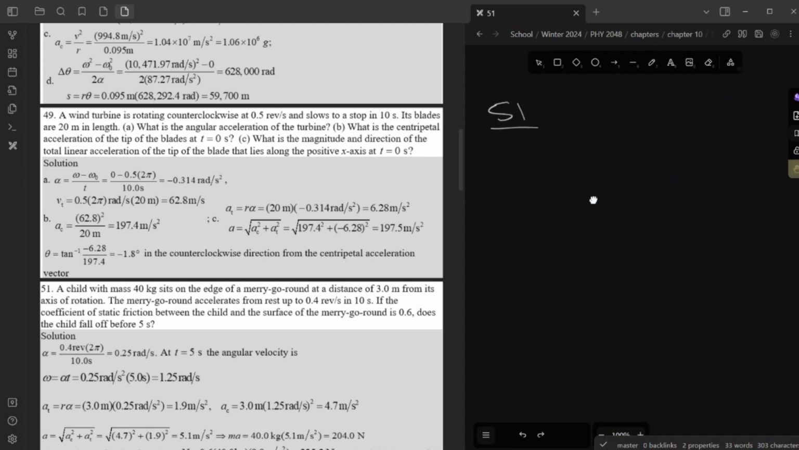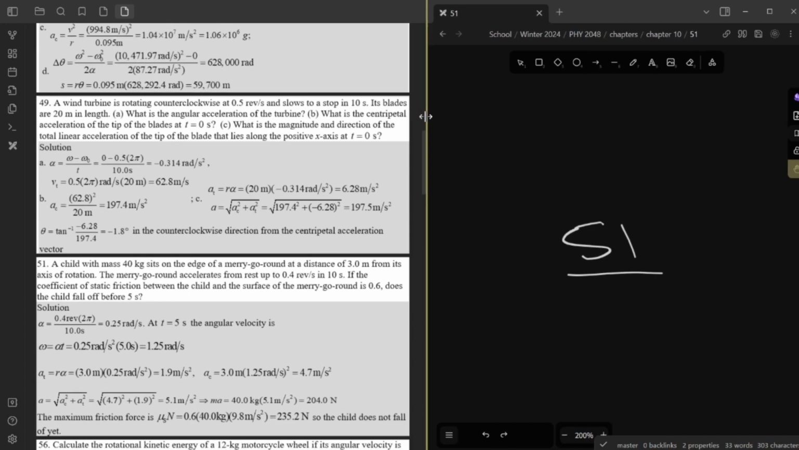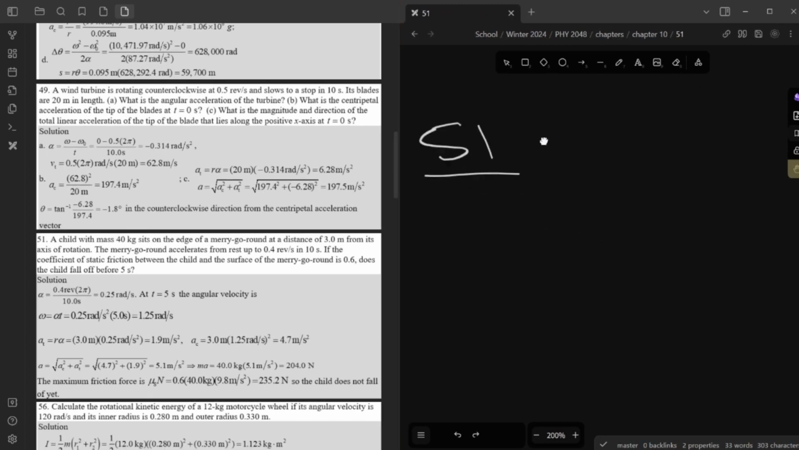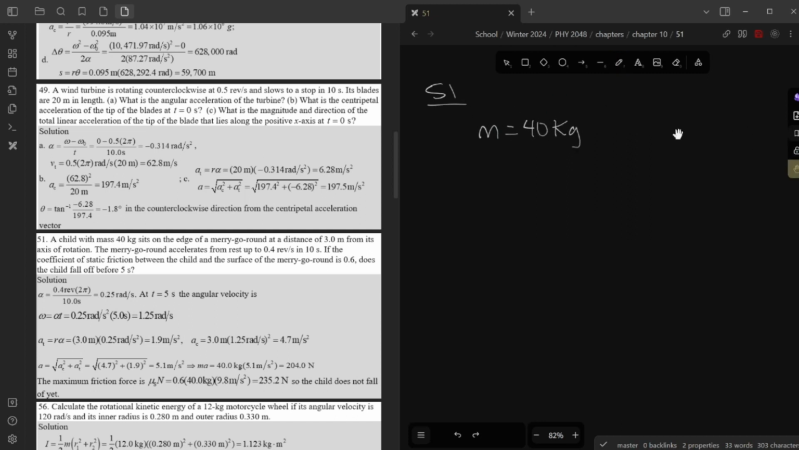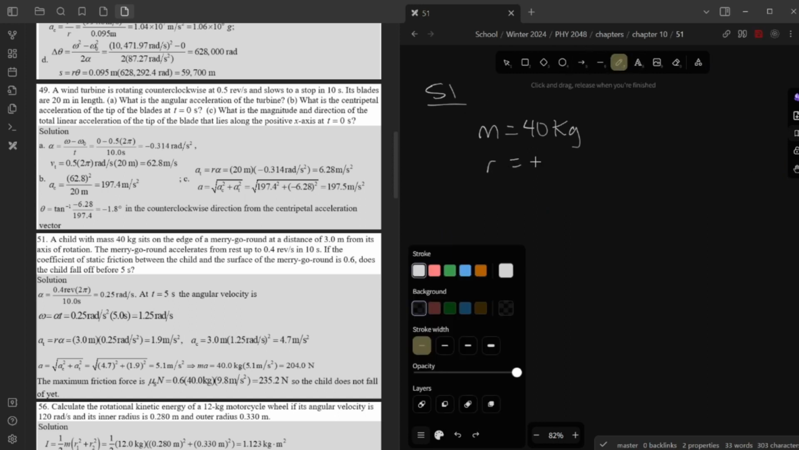So, looks like we are going to have to do friction on these, unfortunately. Let's go ahead and write down everything we know, like usual. We always try to stay consistent with the process, right? So the first thing we know is that the mass of the child is 40 kilograms. It's going to be helpful when we find out the weight, and then we'll see if we slide off. And then the distance, so this is our r, the distance away from the axis of rotation, is 3 meters.